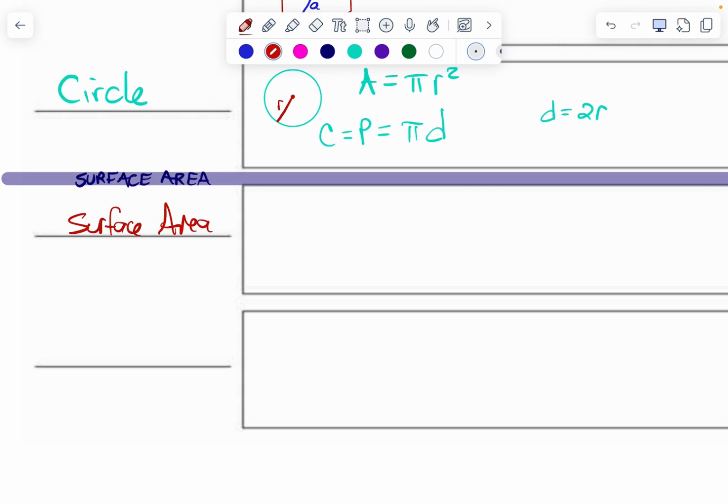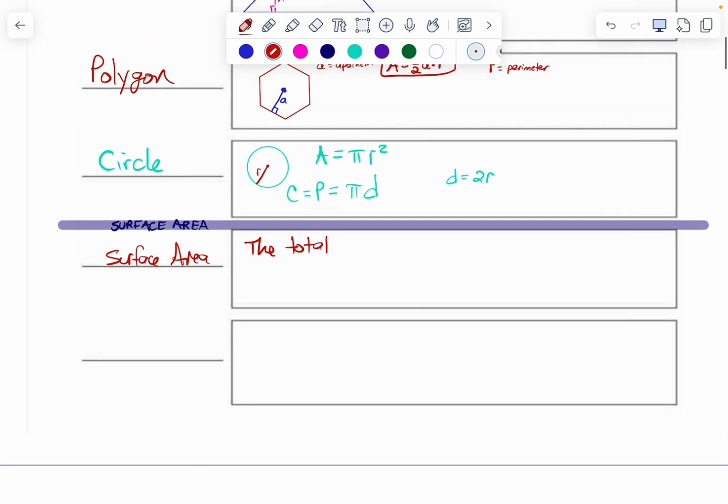How would you define surface area? Okay. Well, we'll kind of go conceptual here a little bit. So we're going to say the total area, underline that, because we will be adding stuff together for this, of all faces, which are the surfaces. That's why we call it that.